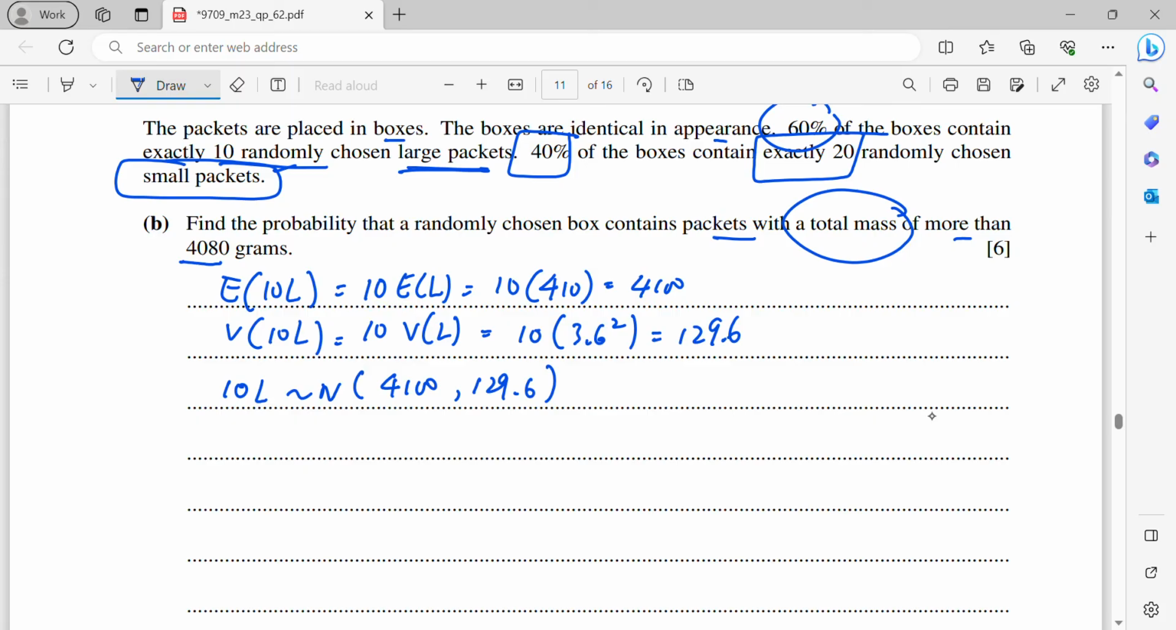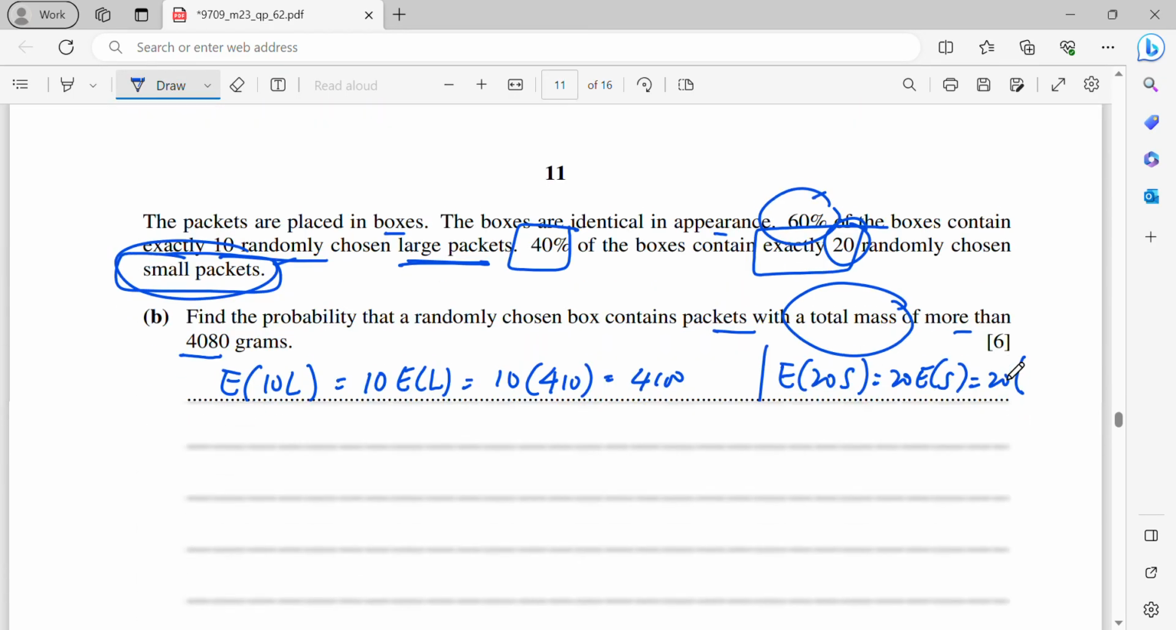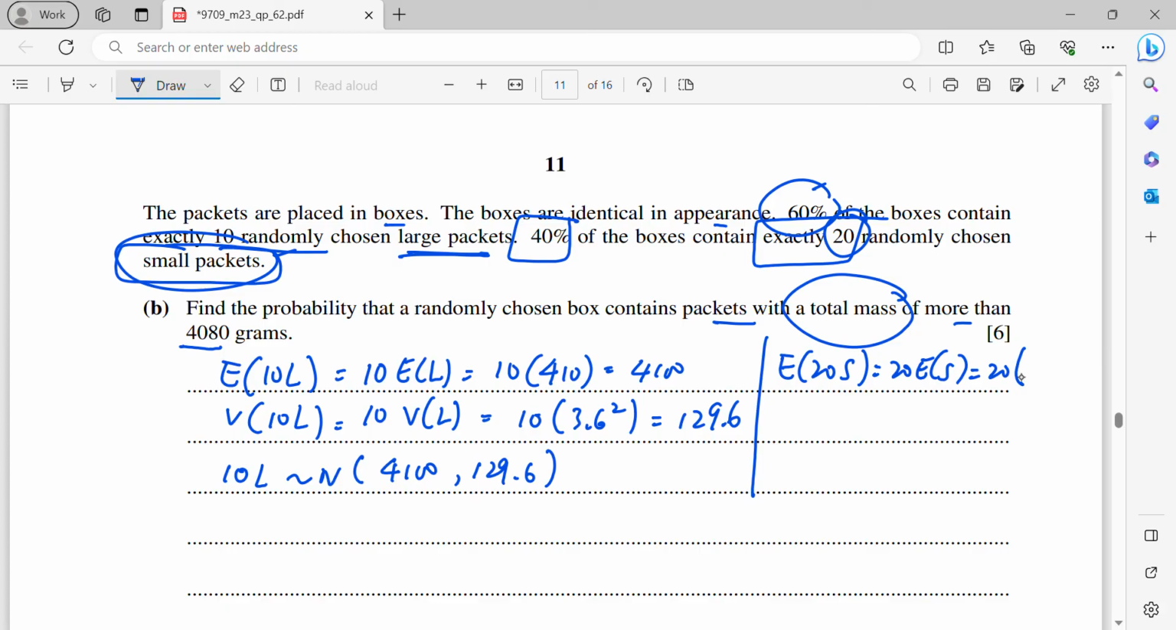Now, then you have 20 small packets. So I have to redo all this. For the small packets, E(20S) is going to be 20 times E(S). So now I'm getting 20 times expected S. The expected S is 206. The variance is 3.7 squared. So here multiply by 206, and then you will get 4120.